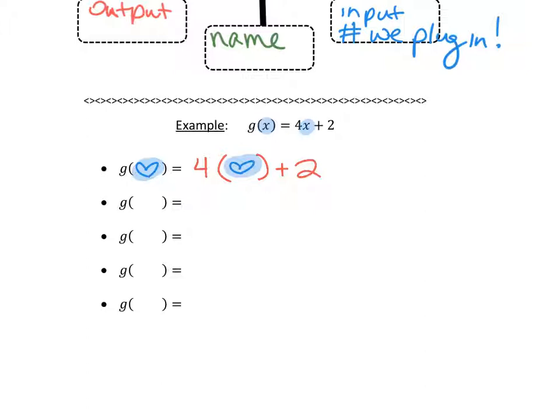What happens if it's a star? G of star. What would I write down? Literally, we're just replacing the x with whatever is in that parentheses. But we also put our replacement in parentheses because it'll get confusing when there are numbers if you don't use parentheses. It can even be so weird if it's a letter. Let's say we have the letter t. So we're just substituting out the x for a t. Absolutely. 4 parentheses t plus 2.